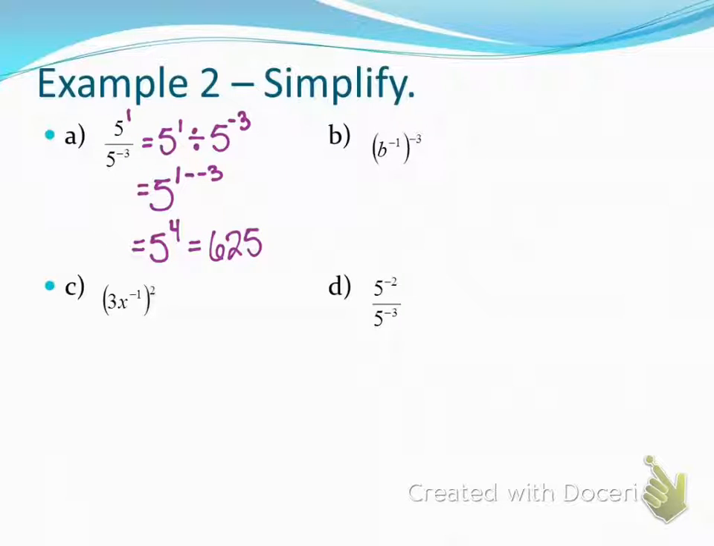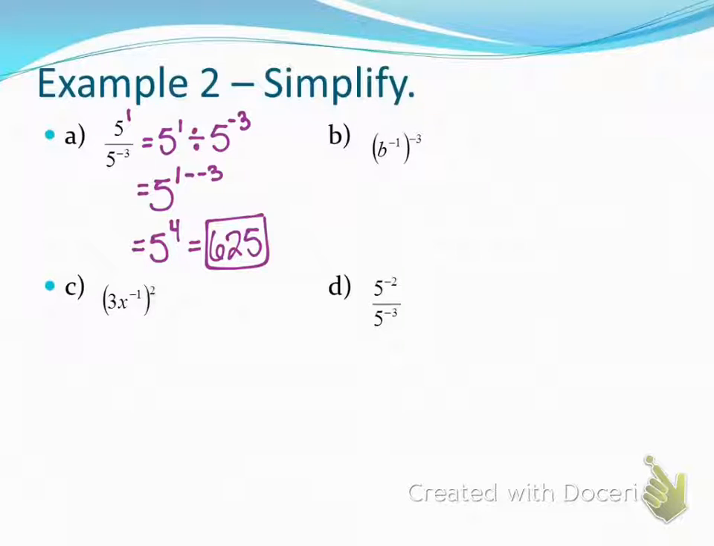625. Do I need to put this one in a fraction? Does it need a 1 or anything? How do we know? How do we know we don't have to change it into a fraction? The exponent's not negative. After we did our subtraction step, we got a positive exponent. That means we do not need it to be under a 1. We don't have to move it anywhere. Questions about letter A?